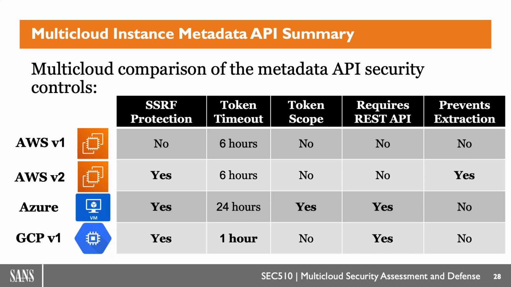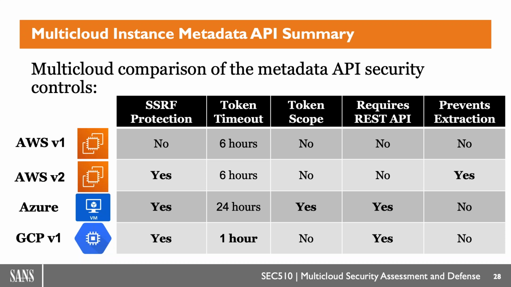If you look at AWS version 1, there's not a lot of positives on version 1 of the metadata service in AWS. So you should be assessing all of your VMs, shutting that thing down, because there's no SSRF protection, there's no token scope. You do not have to authenticate via the REST API. They work with AWS's command line. They don't prevent extraction.